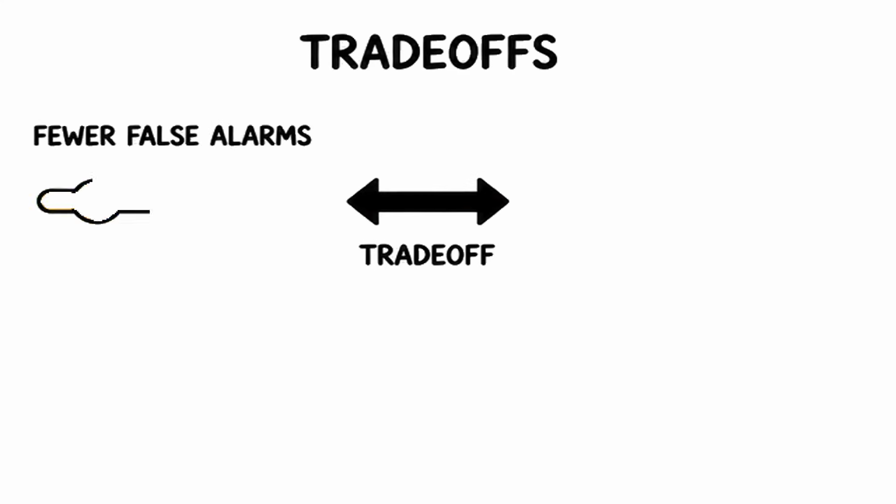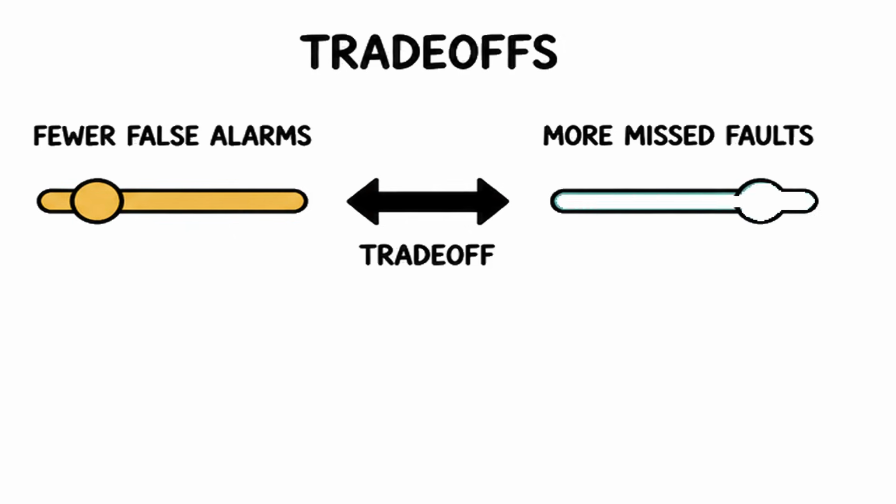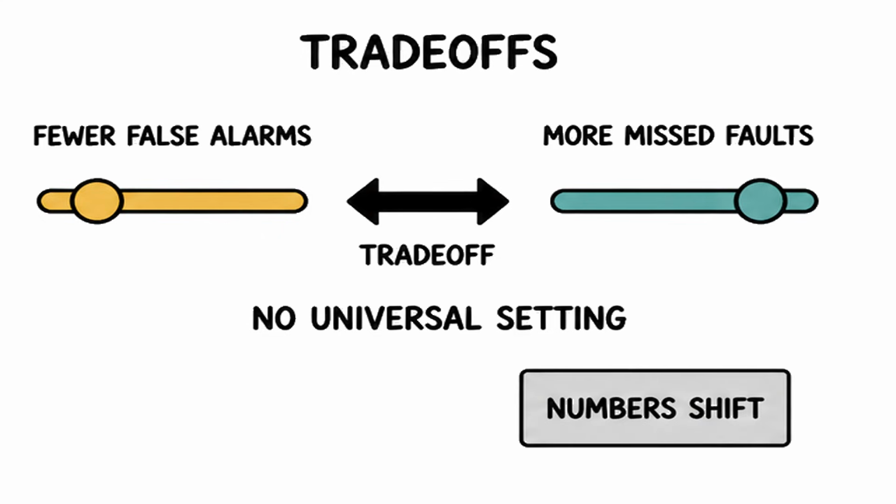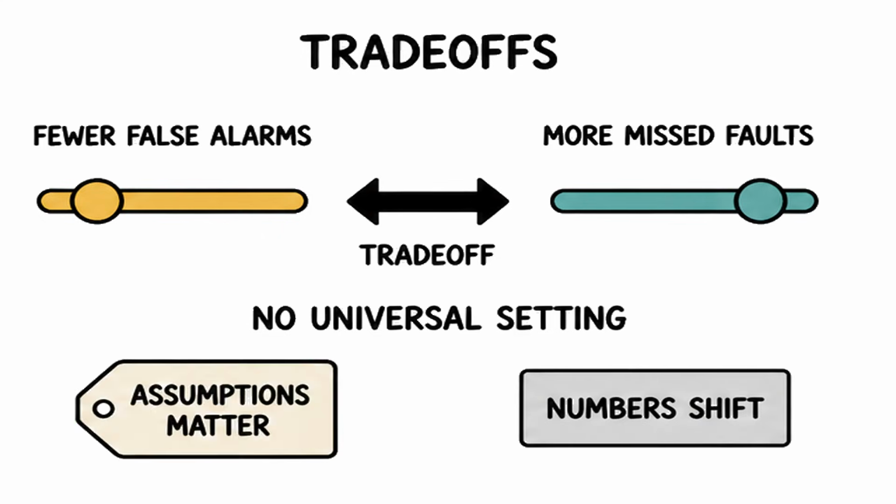Improving a system can require trade-offs. Lowering false alarms may raise misdetections, and vice versa. There is no universal setting. In this model, the numbers change if any assumption changes.